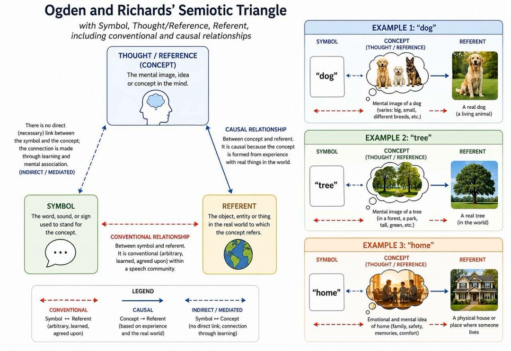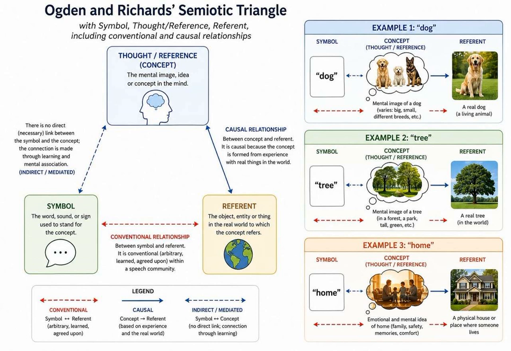So here I have a simple example. For example, we have the word tree. If I say tree, you don't see a real tree appear in front of you. Instead, you imagine one. Maybe a tall green tree with leaves, maybe in a park or a forest. That mental image is the concept. And from there, you connect it to real trees you have seen in your life.